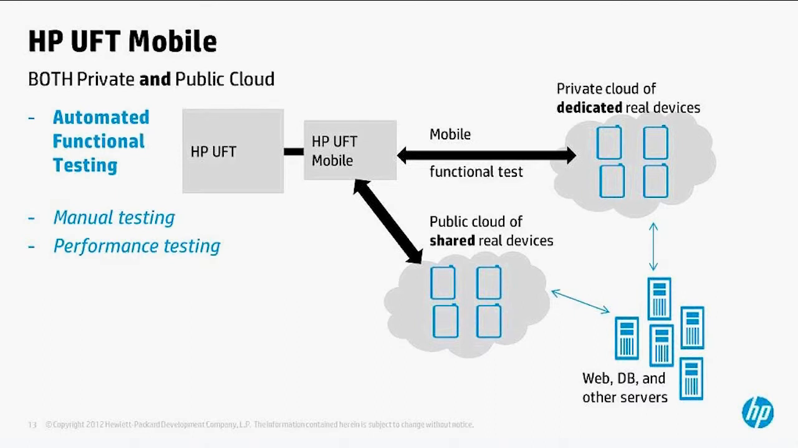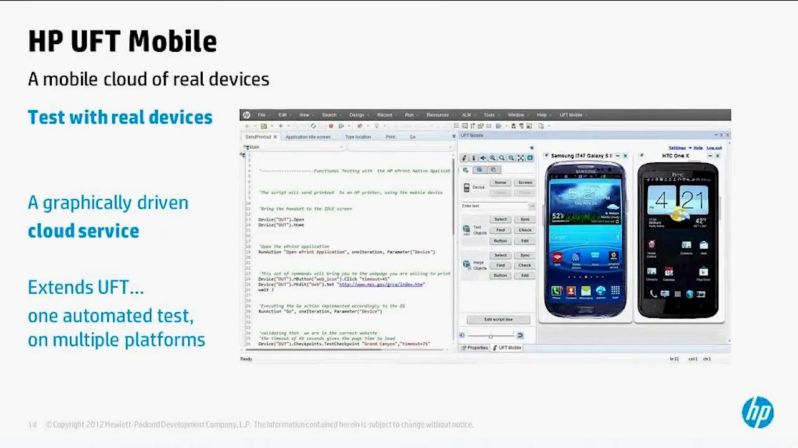This way, UFT Mobile is a plug-in into UFT, and it allows you to get access to a public cloud or private cloud of dedicated devices, so you can perform that testing on a real live functioning mobile device. Here you can see how that plug-in plugs right into the Unified Functional Testing solution, and then you'll be able to control and set up those automated tests.